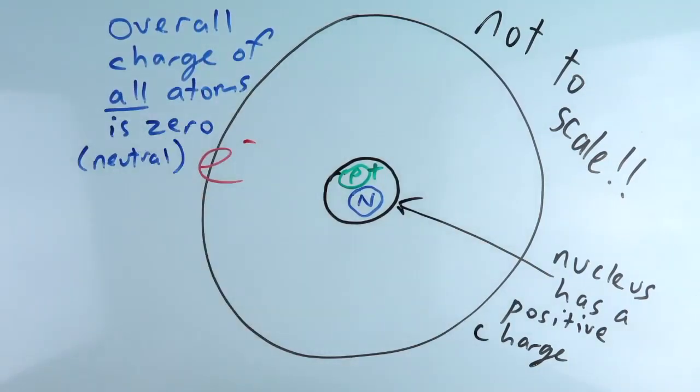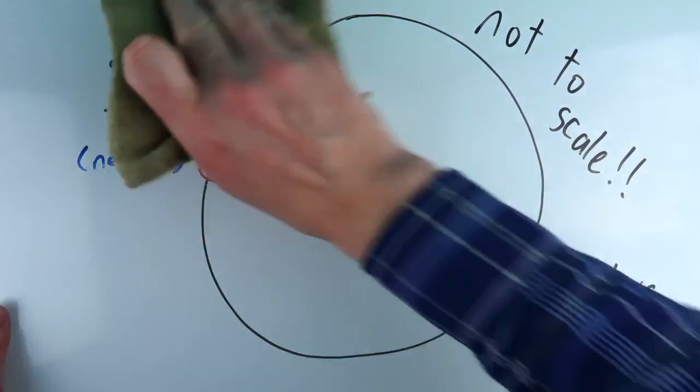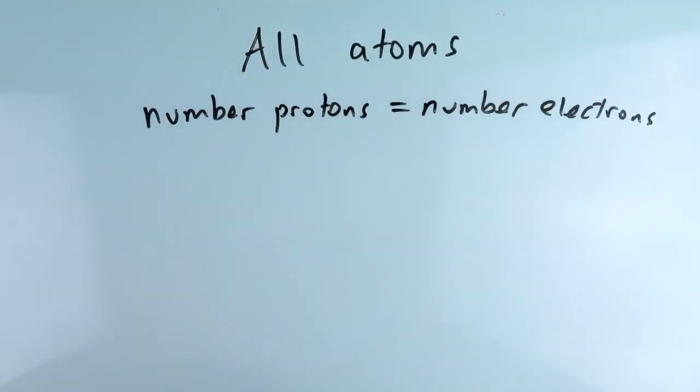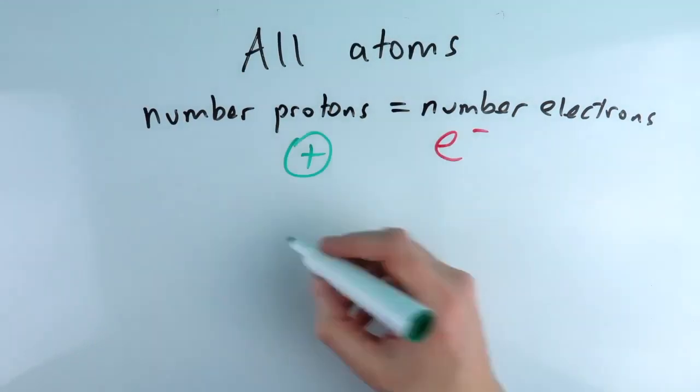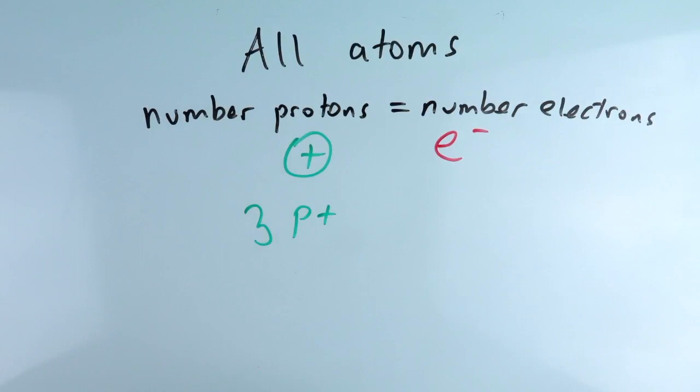All atoms have an overall neutral charge. So that means the number of protons is the same as the number of electrons. For example, if you had 3 protons because you had an atomic number of 3, then you'd also have to have 3 electrons. 3 protons means 3 positive charges and 3 electrons mean 3 negative charges. 3 plus 3 minus equals 0.